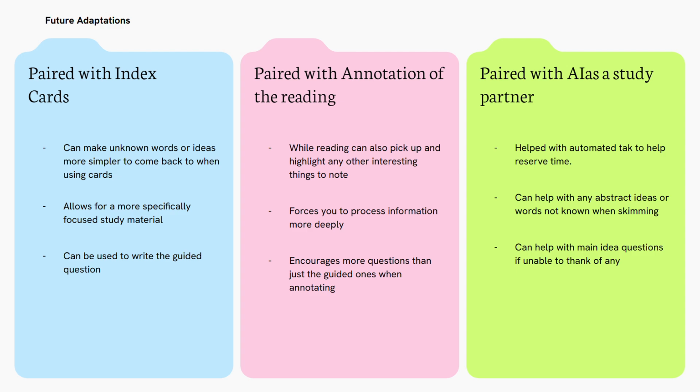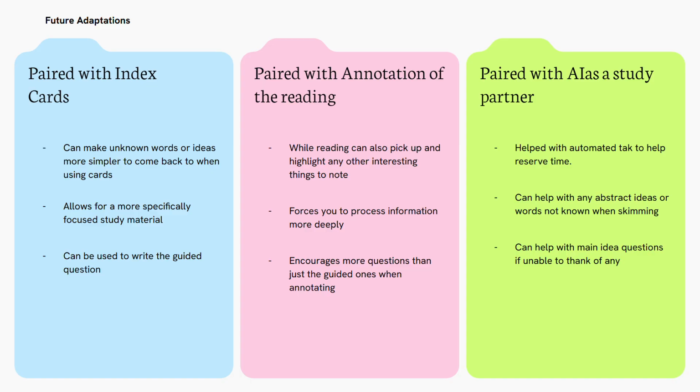It also allows for more specifically focused material. Now that's a weakness I noticed about the SQ3R method. It's very thorough summarization, but when it comes to very specific topics, you find it hard to know all the context behind it, which is why having index cards can help with that. It also can be used to write your guided questions, so that you don't have to have them in your head and maybe forget about them. You could write them down.